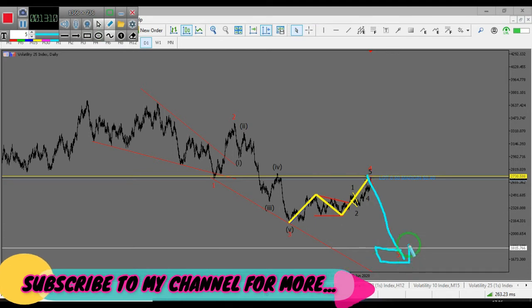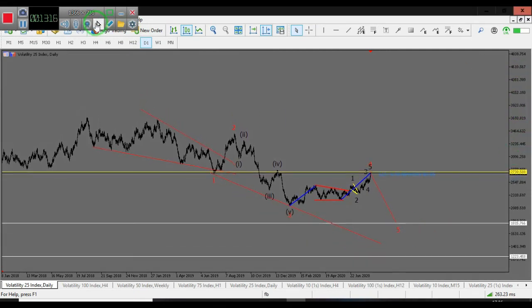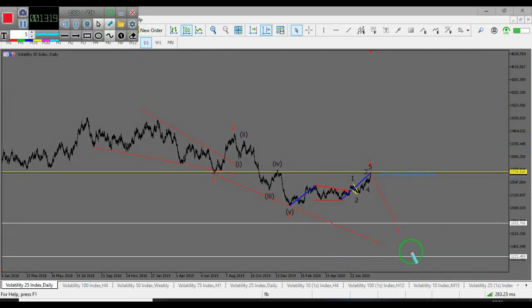This is our first target for the conservative traders, and the last move to the downside is for the aggressive traders. So I'm looking to see 1, 2, 3, 4, 5, and I'll be out here. The rest, what happens here, I'm not going to trade this. So for now, to me, this pair is bearish again.